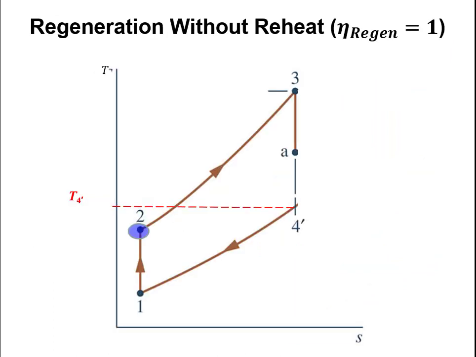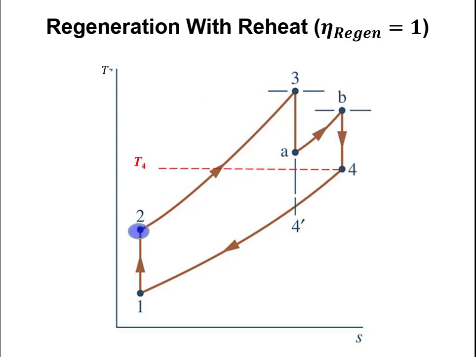So this is what regeneration would look like without reheat. So we can move from 2 to our X would be here, or maximum X would be when the temperature at X is equal to the temperature here at 4 prime. We'd have to heat then the fluid from this new state all the way up to state 3.